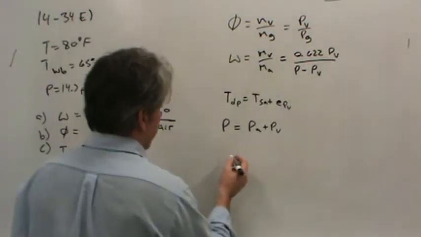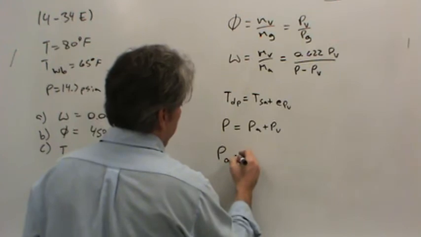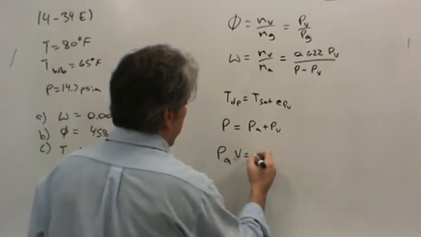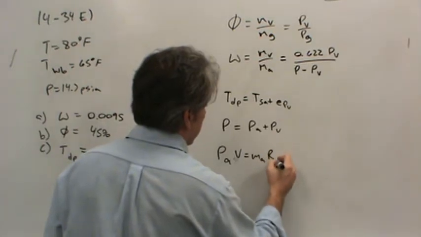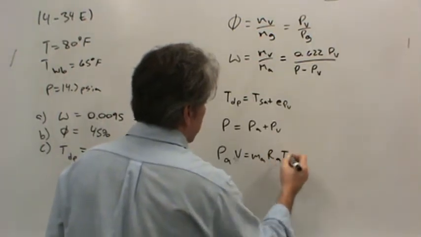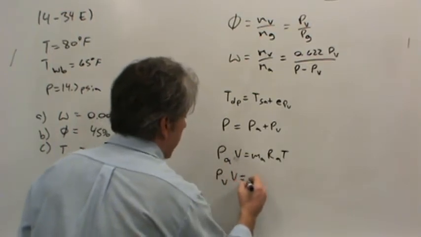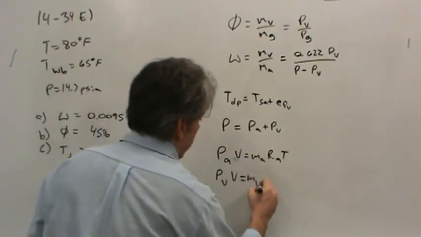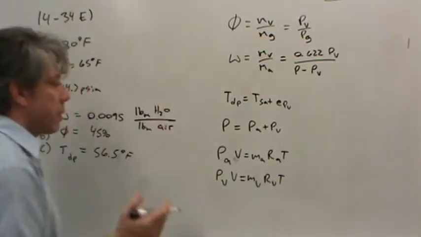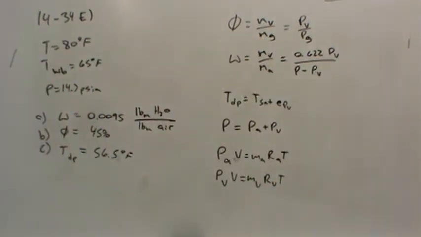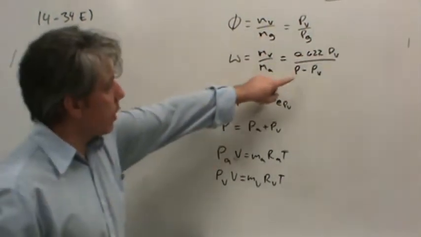They go like this. It's just the ideal gas law. The partial pressure of the air multiplied by the total volume that the stuff takes up is equal to the mass of the air times the gas constant of the air times the temperature. And the partial pressure of the water vapor times the volume of the container is the mass of the water vapor, the gas constant of the water vapor, and the temperature. Okay? So these two are pretty handy equations to know. Really, these two are where this came from.